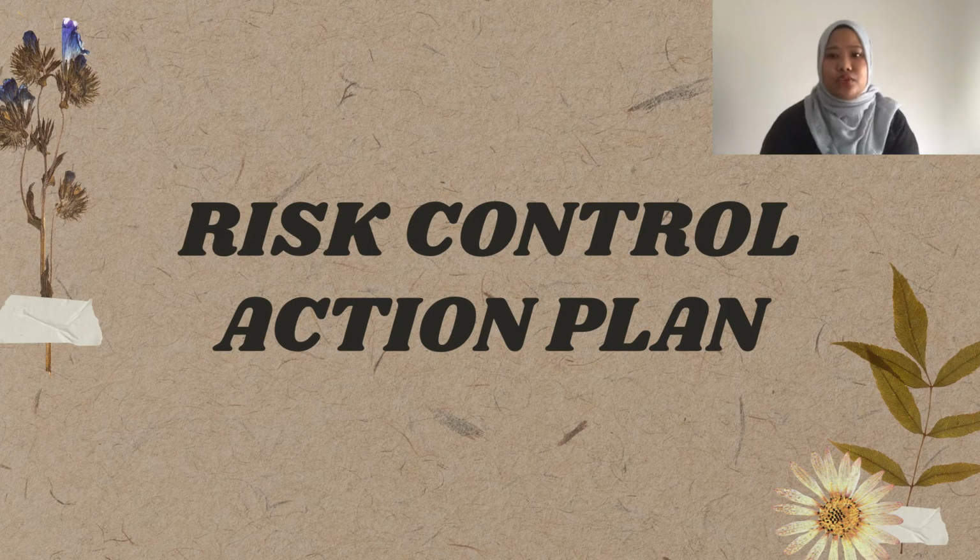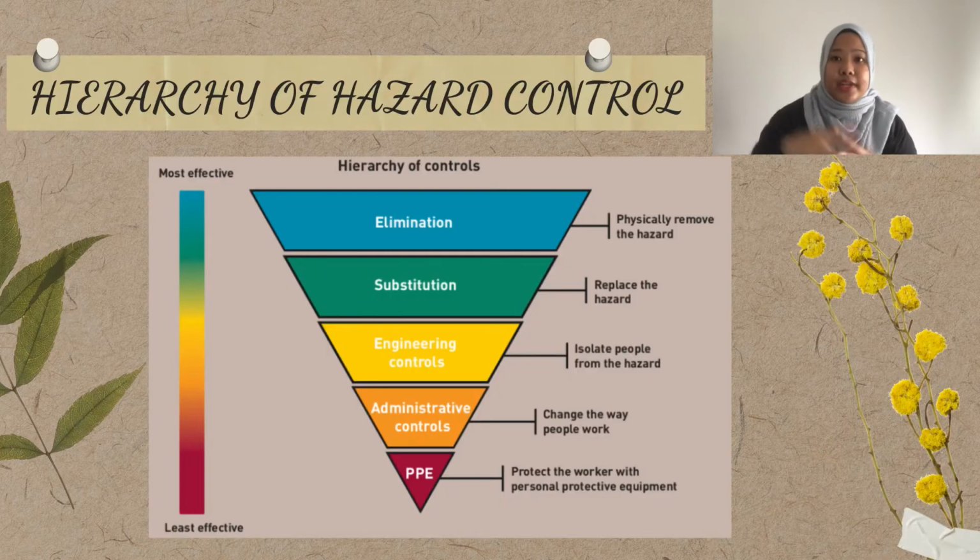Next is the Risk Control Action Plan, referring to the hierarchy of hazard control, which starts with elimination, which is physically removing the hazard. The person in charge should always check the surroundings before working and remove all the possible materials that can cause injuries.